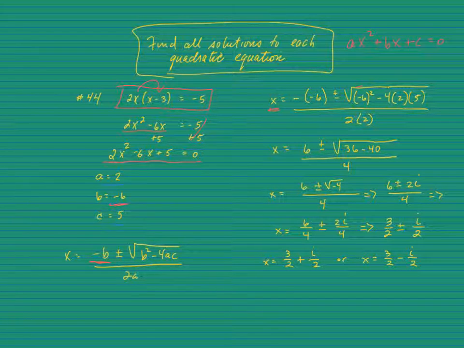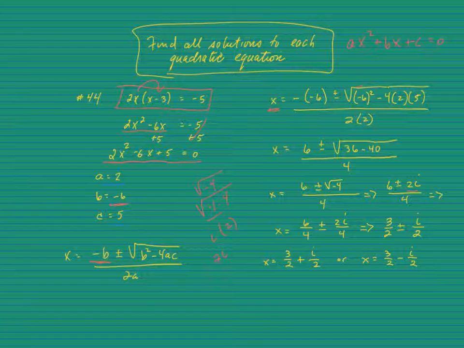Simplifying, again, negative times a negative becomes a positive, so I have positive 6 plus or minus the square root of 36 minus 40 over 4. Simplifying, I have 6 plus or minus the square root of negative 4 over 4, and then remember that the square root of negative 4 is the same thing as the square root of negative 1 times 4, which we learned, the square root of negative 1 is going to be i, the square root of 4 is going to be 2, so we have 2i. So there you go, that's where that 2i came from.